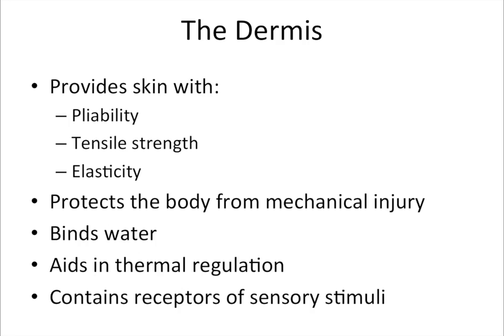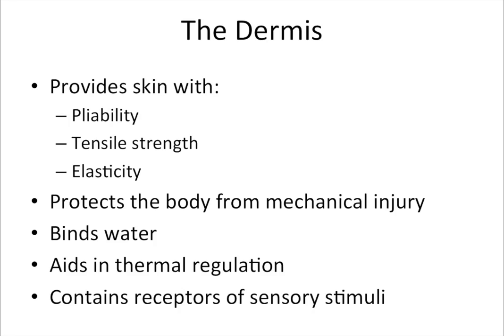So in general, the dermis provides the skin with pliability. It also provides it with tensile strength. So it's a strong material if you try to pull it apart. If you have a strip of skin and you try to pull it from both ends, it's a fairly strong material. And a lot of that is thanks to collagen. And the elasticity, as we already mentioned, is due to the elastin that's present there.